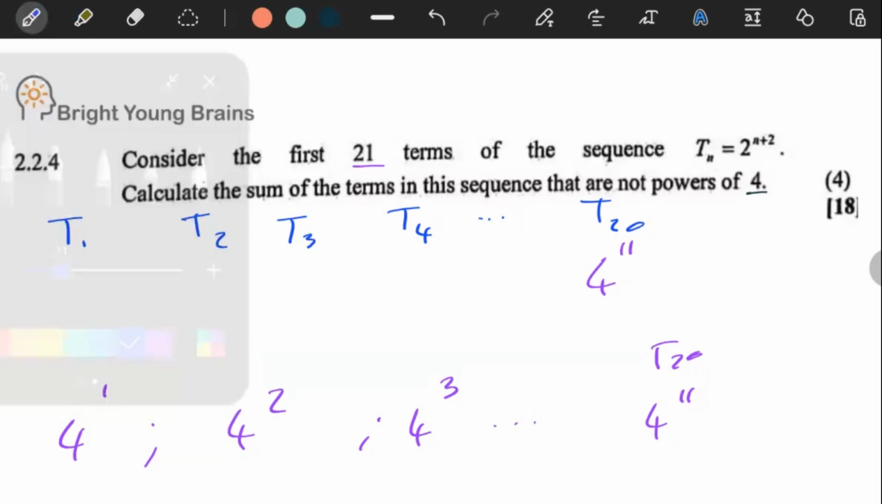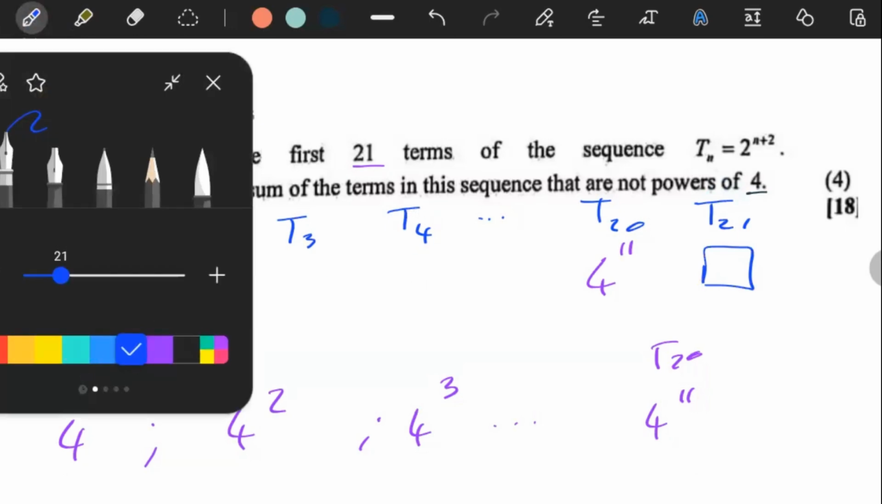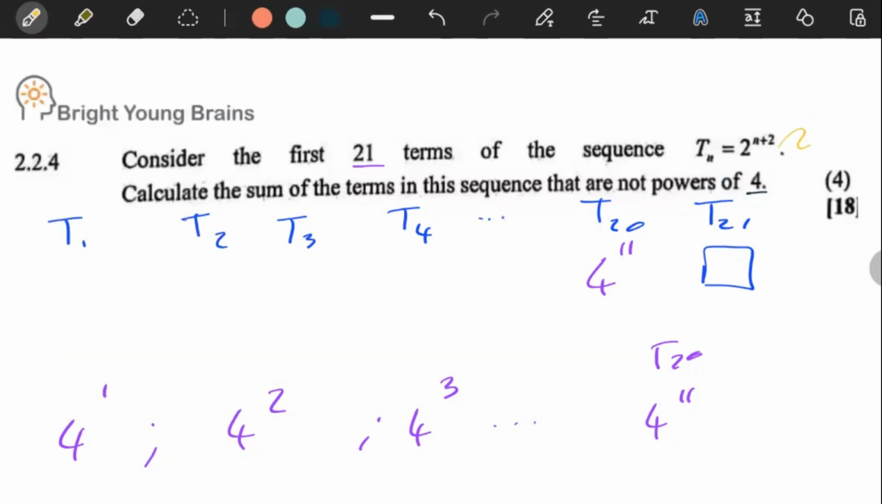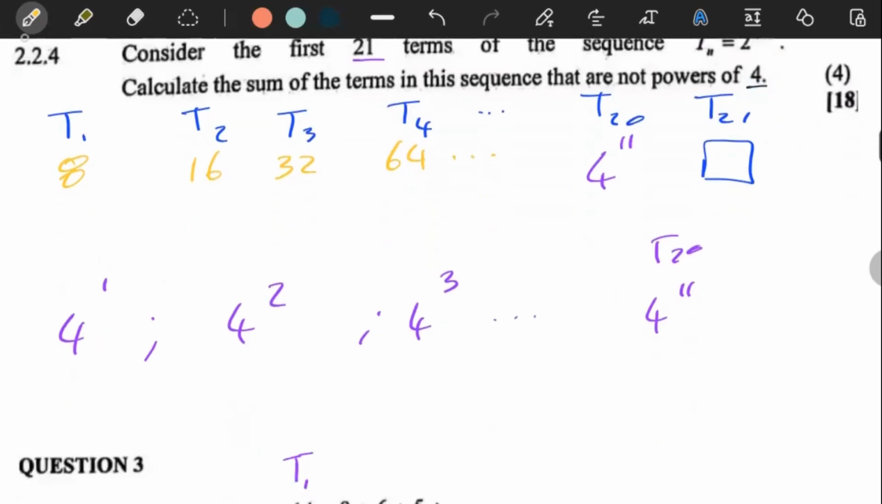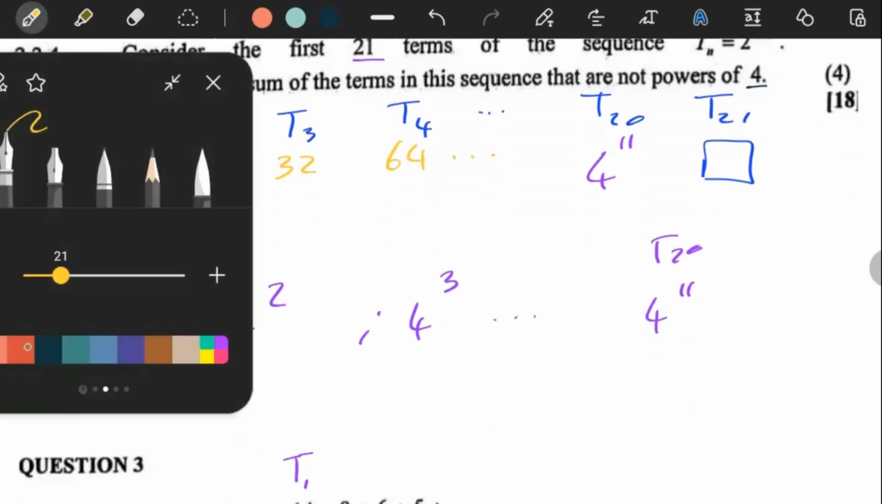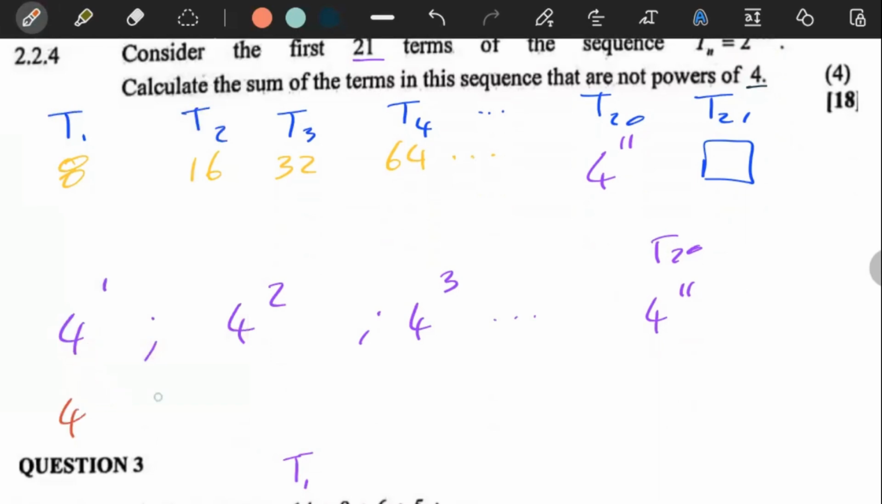T21, we can check, but it's okay. T21 is somewhere here, and then we have all these other ones here. The first term, we worked it out to be 8. Yes, it's 8. Second term, we worked it out to be 16, 32, 64, going onwards, right? So powers of 4, let's try and see what these numbers look like. So 4 to the power of 1 is just a 4. 4 squared is 16. 4 to the power of 3, that's 4 times 4 times 4, that's 64.